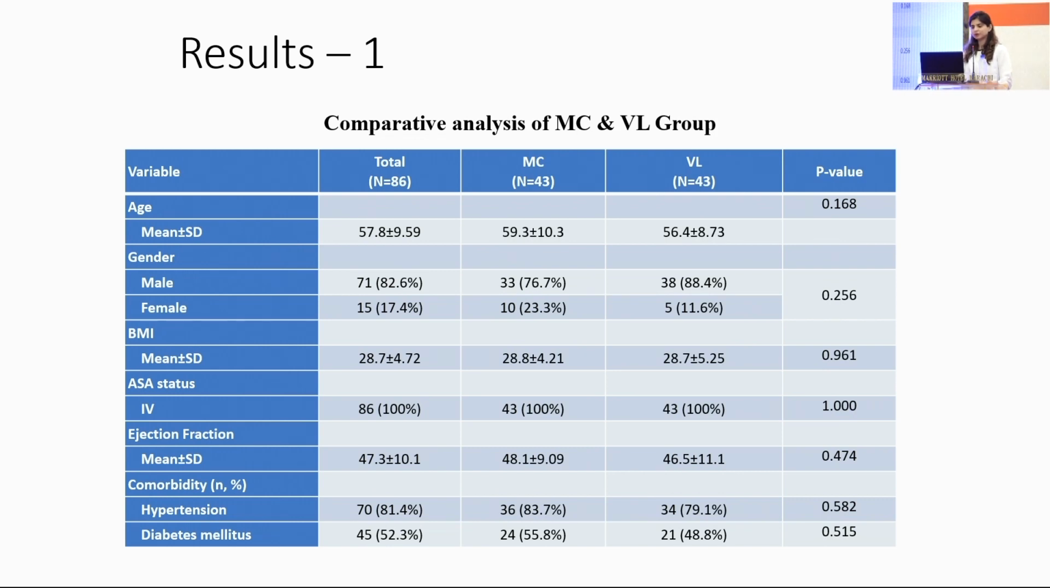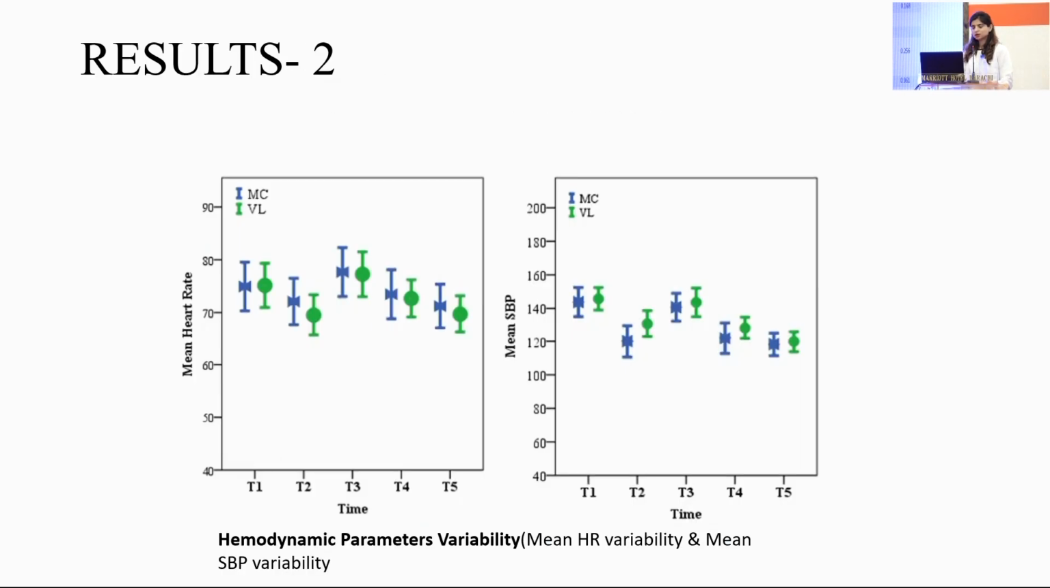This is quite comparable in both the groups. We have used these error bar charts to show the hemodynamic parameters variability, that is mean heart rate variability, mean systolic blood pressure variability. There was no significant variation across these 2 laryngoscope groups. However, at T2, the mean heart rate was slightly lower in the patients who were intubated using video laryngoscope.